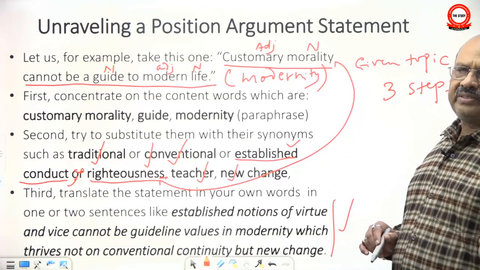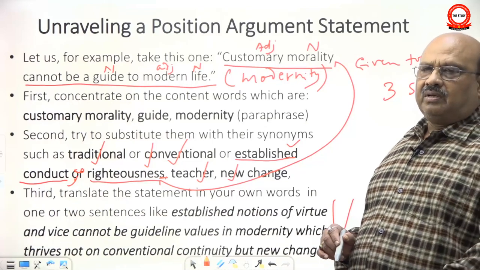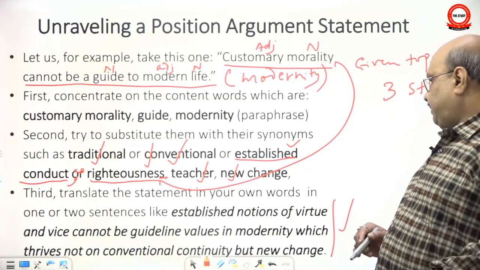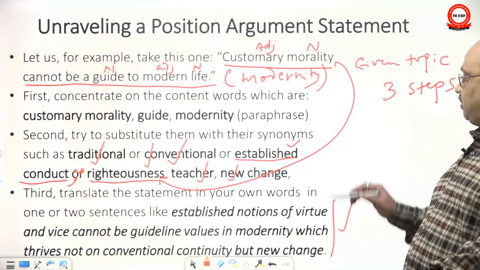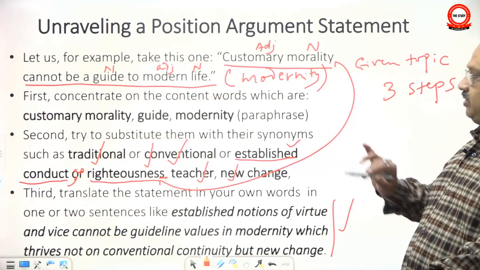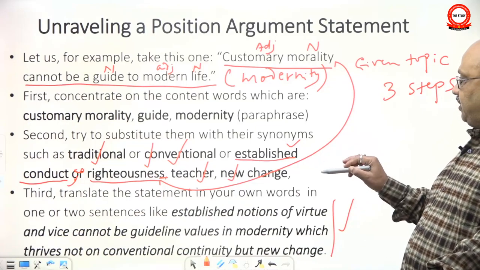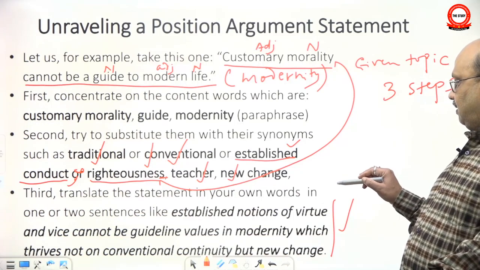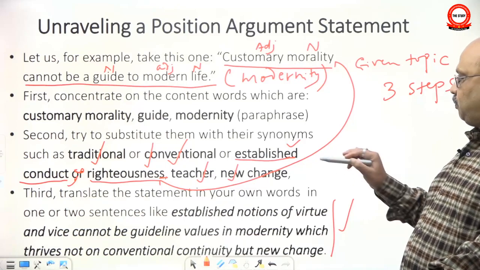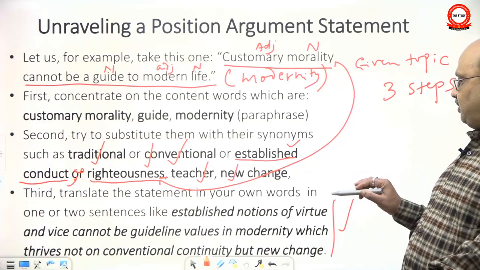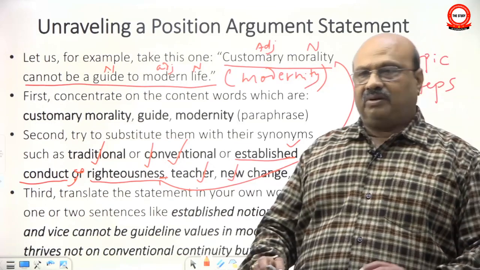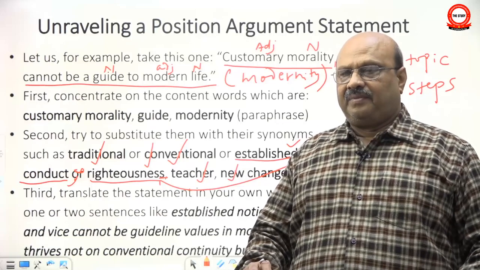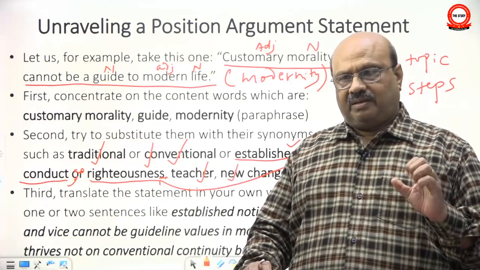Because when you say righteousness, what is right also implies what is wrong. So morality is something that has direct connection with the notions of the right and the wrong. And customary means established. So established notions of virtue and vice. What is right and what is wrong? The statement says cannot be guideline values in modernity. Because modernity moves forward not because of conventional continuity but because of new change, progress. Okay. So this is how you understand the given topic.